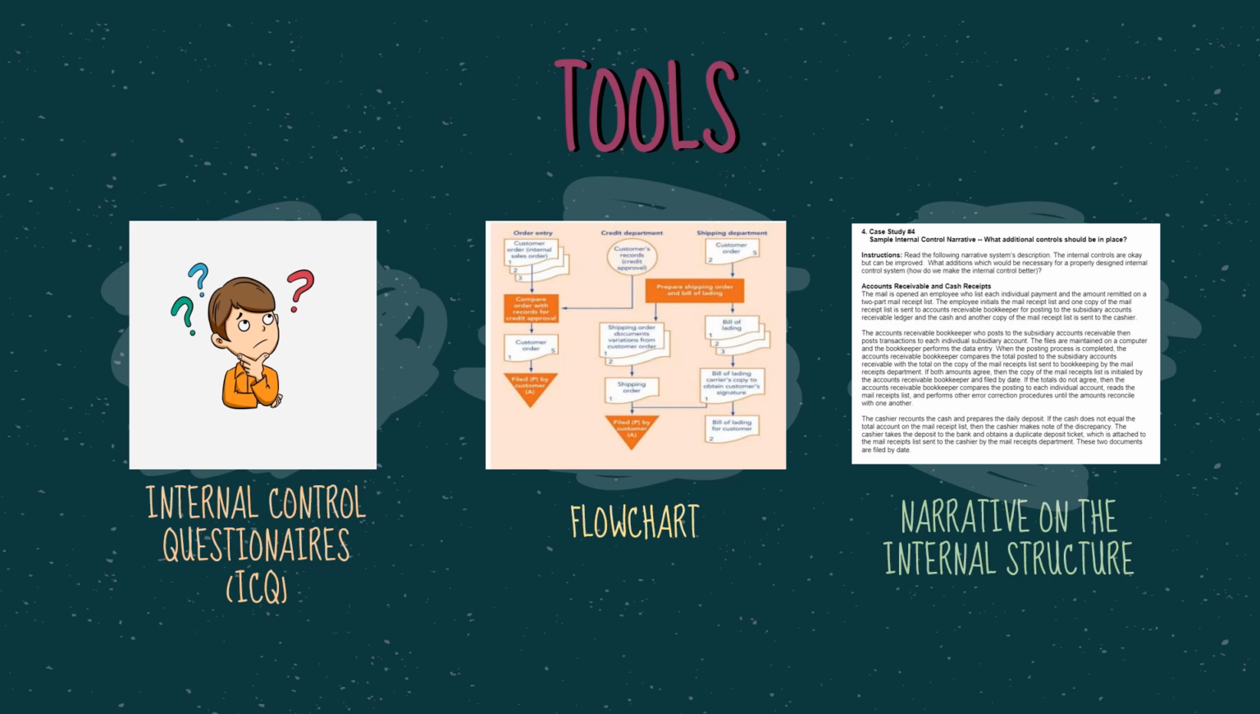Next is the narrative on the internal structure. A narrative on the internal structure is a summary or statement that must have 5 components, which are control environment, risk assessment, control activities, information and communication, and monitoring.